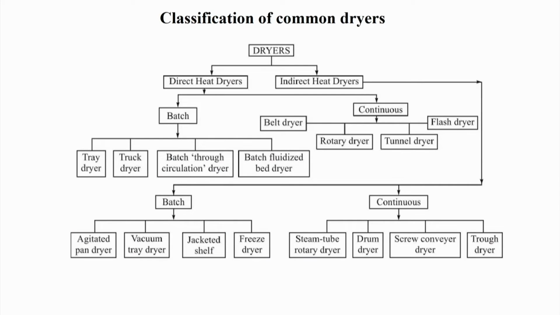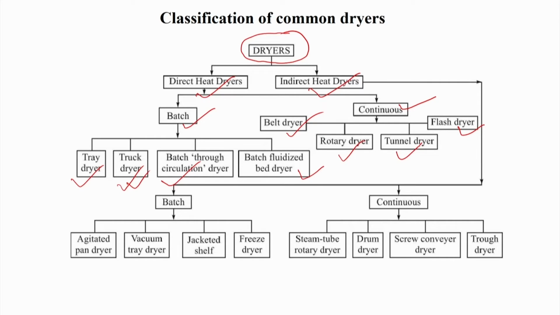So, here you see a general classification of dryers. Firstly, we have direct heat dryers and indirect heat dryers. In direct heat dryers, there is a batch process and a continuous process. Among batch dryers we have the tray dryer, tunnel dryer, track dryer, batch through-circulation dryer, and batch fluidized bed dryer. Among continuous dryers we have the belt dryer, flash dryer, rotary dryer, and tunnel dryer.